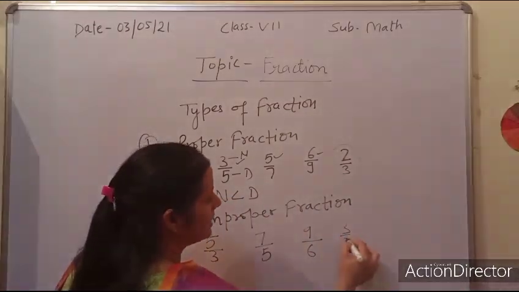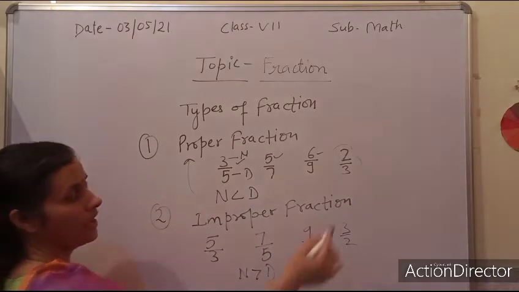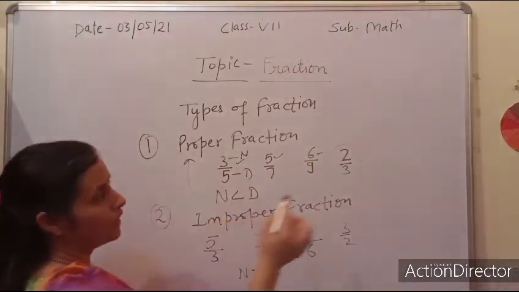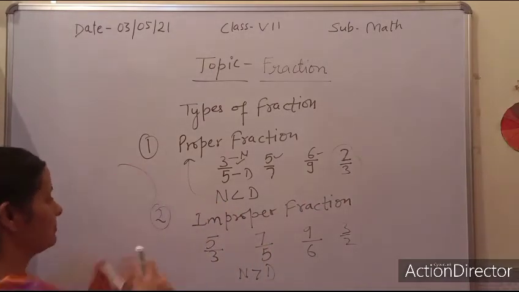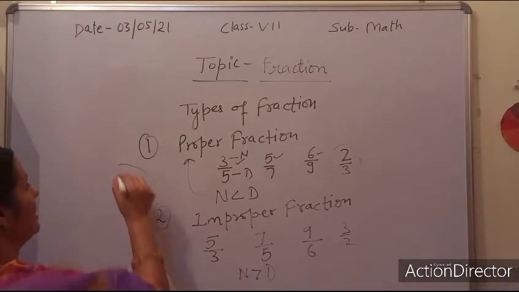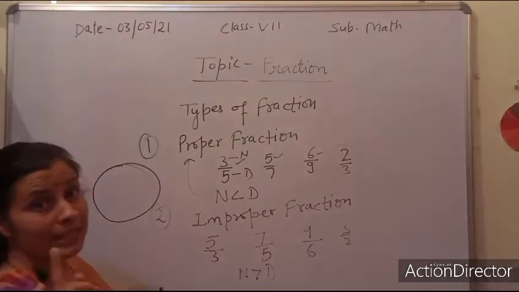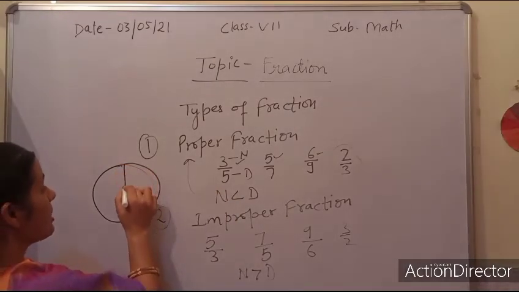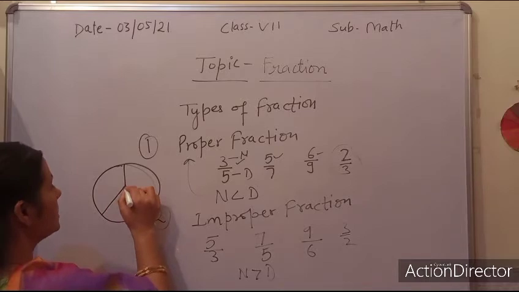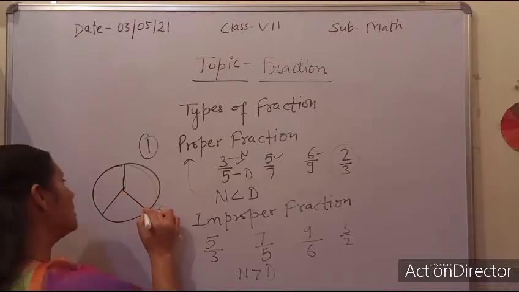Here I can write 3 by 2. Here the numerator is greater than the denominator. I am just taking an example of 2 upon 3. What does 2 upon 3 mean? For example, we have a chapati. 2 upon 3 means just divide this chapati into 3 equal parts.